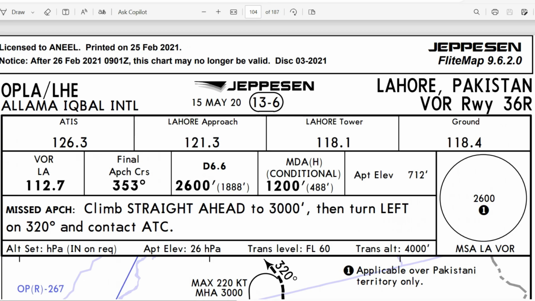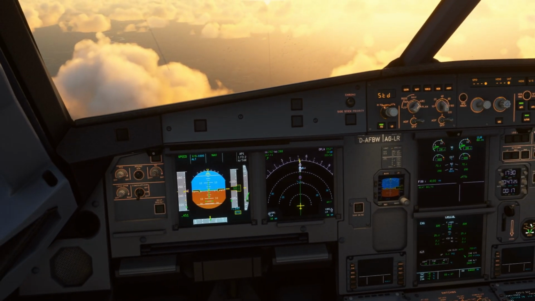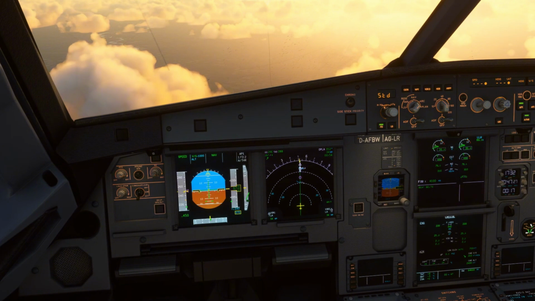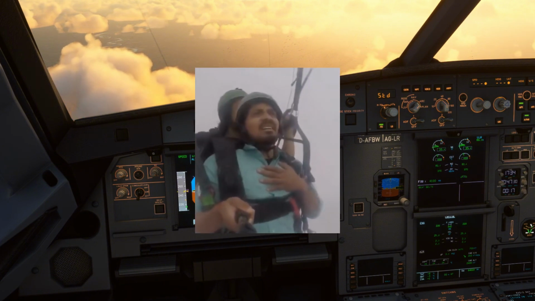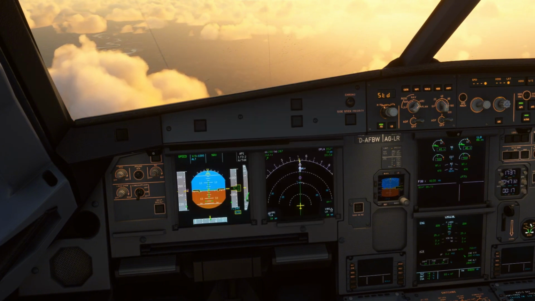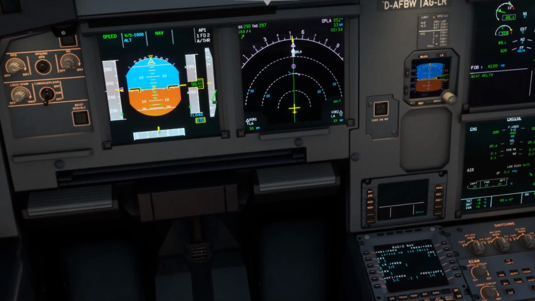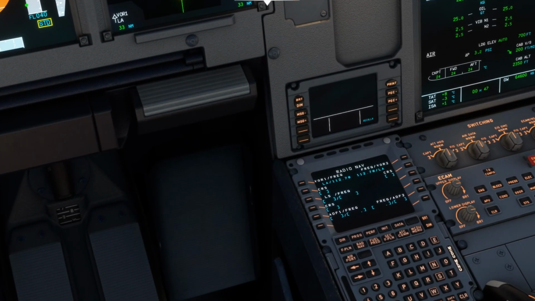So let's get into the cockpit and let's see how to fly a VOR approach in A320. Okay, as we are 34 nautical miles out from Allama Iqbal International Airport, VOR frequency 112.7, we have entered this frequency in VOR1 and VOR2.